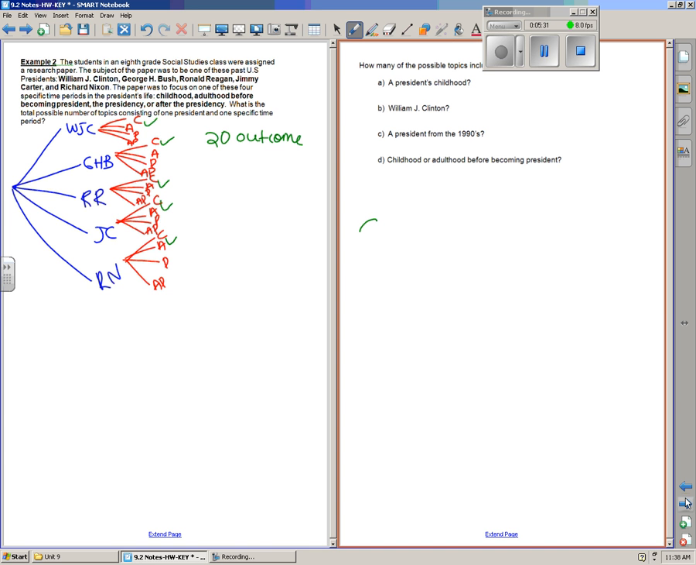So for president's childhood, this is A. There are 5 presidents, and there's childhood. There's one of those time periods, so A would be 5/20ths. Bill Clinton, anything about Bill Clinton? Well, there's 4 time periods to do with Bill Clinton, so that's 4 out of 20.